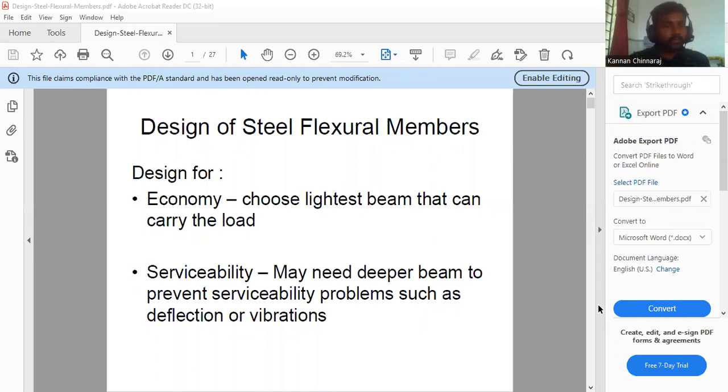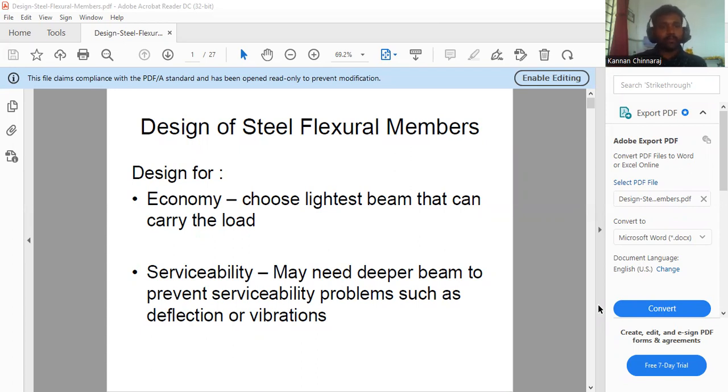Today we are going to discuss the fifth unit of Design of Steel Structures, that is the design of steel flexural members, or design of flexural members in steel. So why do we need to design flexural members? What is the purpose of designing the flexural member?